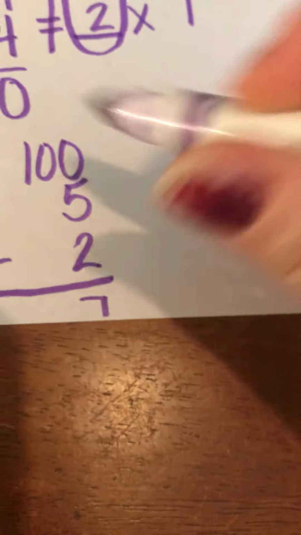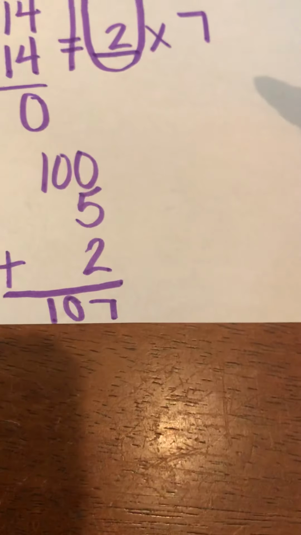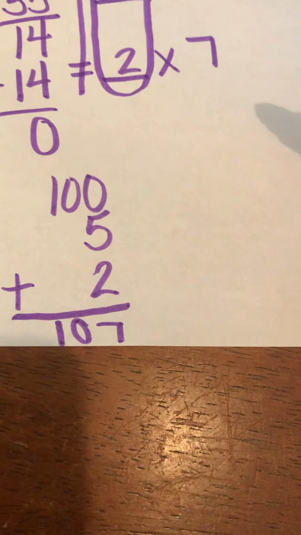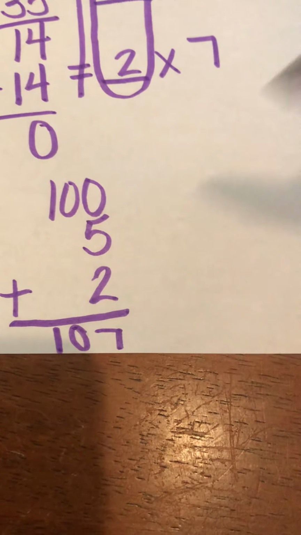It's hard doing this one-handed. So 7, 0, 1. You have 107, and that's going to be your final answer.